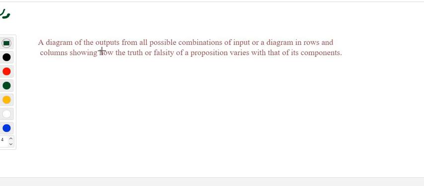This is the definition of the truth table. As you can see, it is a diagram which shows the variation of outputs with all possible combinations of input. Okay, this is actually the electrical definition: a diagram in rows and columns showing how the truth or falsity of a proposition varies with that of its components is the mathematical definition.